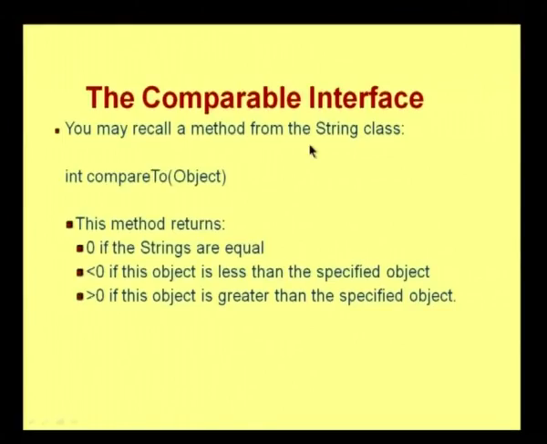If I say Comparable interface, we have a method in that which is going to compare. In that case, I can only use one particular type of sorting, whereas if I am using comparators, I can go for any method, whichever I like. I can have two or three mechanisms to do it. You may recall a method from the String class, int compareTo, where I am comparing to an object. So one object will be compared to another object. This method returns 0 if the strings are equal, less than 0 if this object is less than the specified object, or greater than 0 if it is greater. So your left hand side string and your right hand side string will be compared.